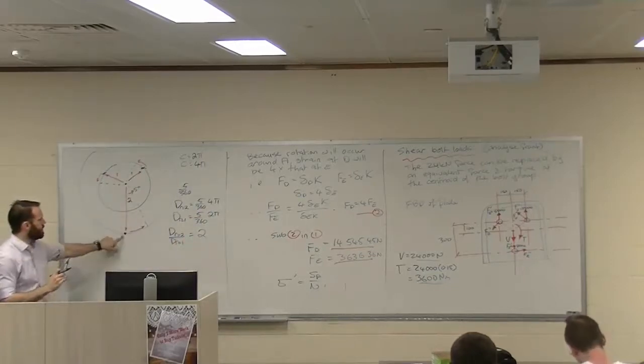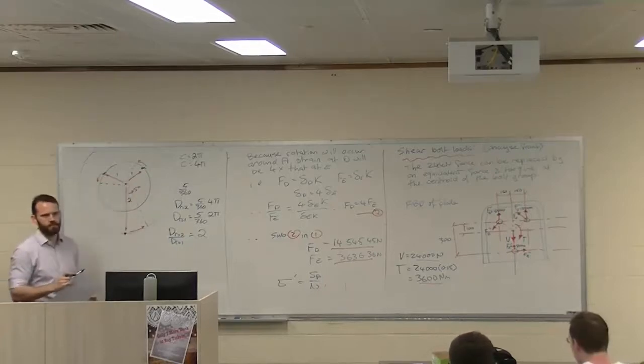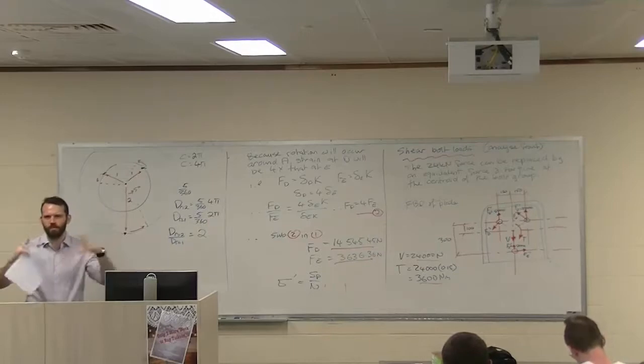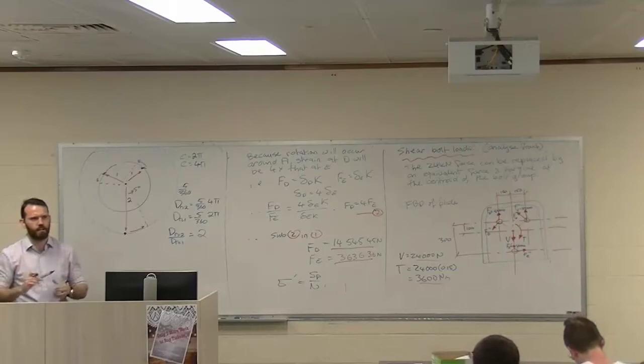So you've got twice the force here as you do here, because you have twice the movement here that you do here. Pretty fundamental stuff, but once you get circumferences and pi's and things like that, it's nice to just write it down and make sure.